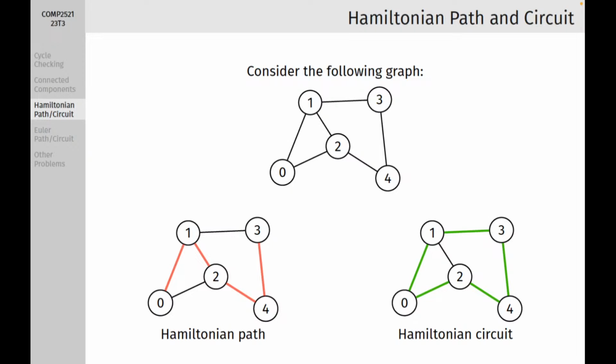Here are some examples of these. Take the following graph. Here is a Hamiltonian path on this graph, and here is a Hamiltonian circuit. The Hamiltonian path visits each vertex exactly once. For the Hamiltonian circuit, there's a cycle here that includes each vertex exactly once.